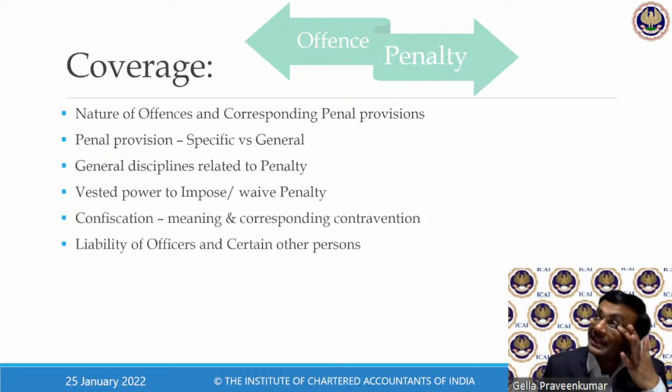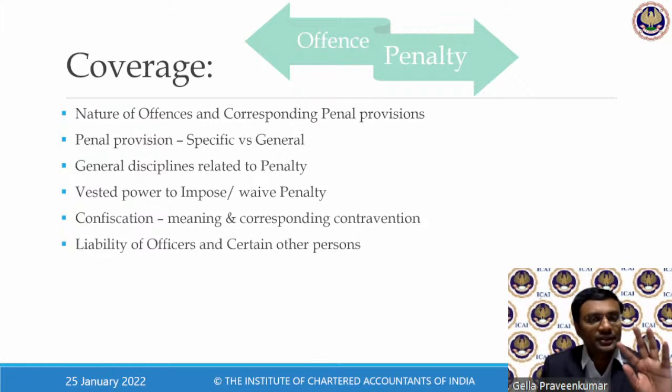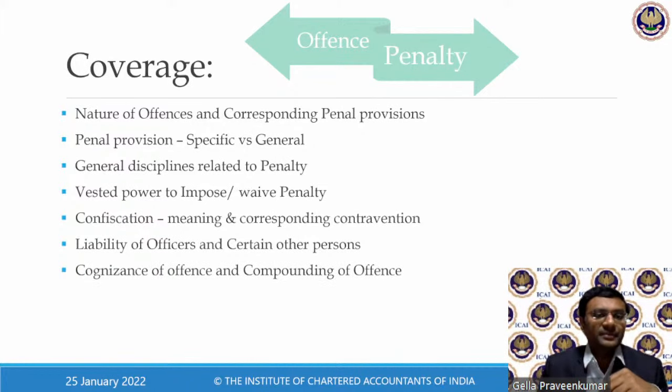For example, GSTN. GSTN is a private entity. It is not a government entity. It is a joint venture. Any data which is breached from the GSTN point of view, what are the responsibilities cast under this particular chapter?